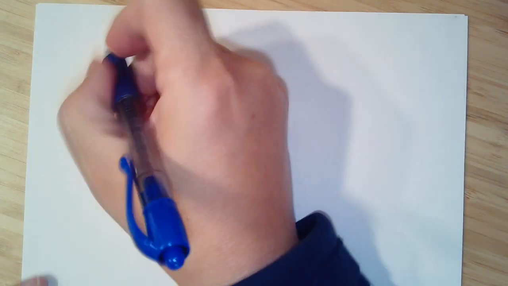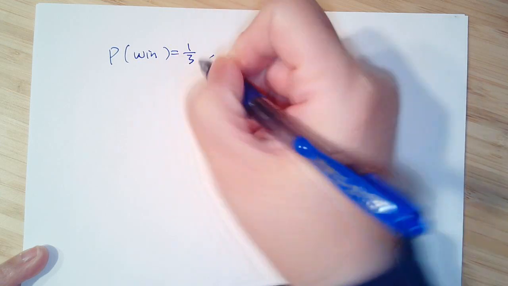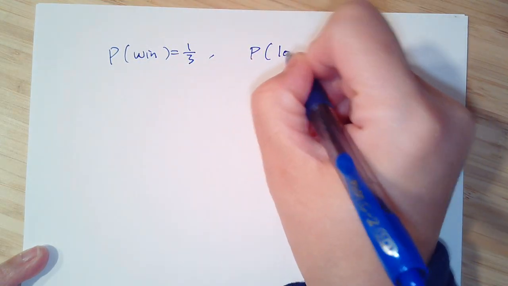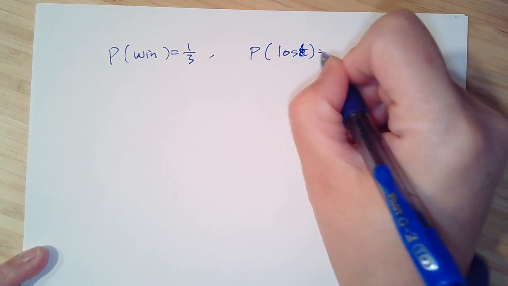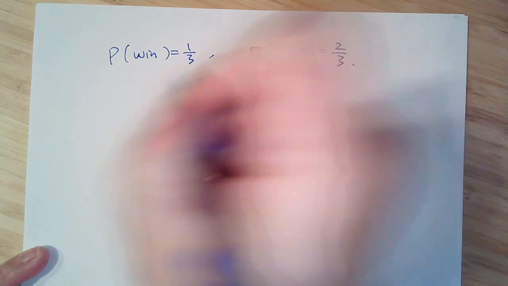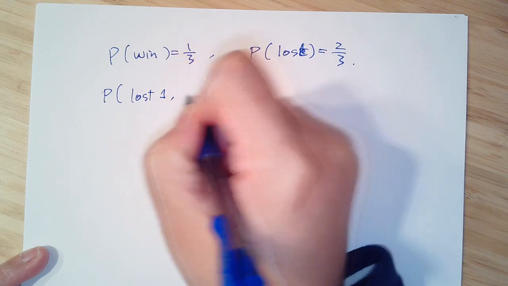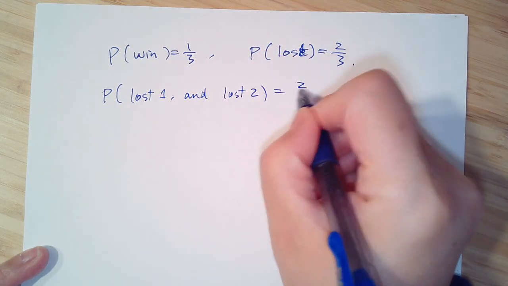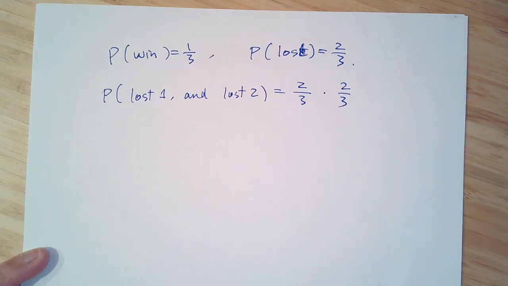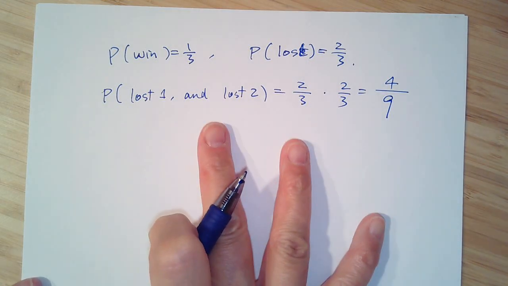There's another way to do it. If you find the probability of a win equals 1/3, then the probability of a loss will be 2/3, right? So what is the probability that you lost both? You lost 1 and lost 2. That's going to be 2/3 times 2/3, which is 4/9. This is really bad luck. Okay, so you're not winning anything.